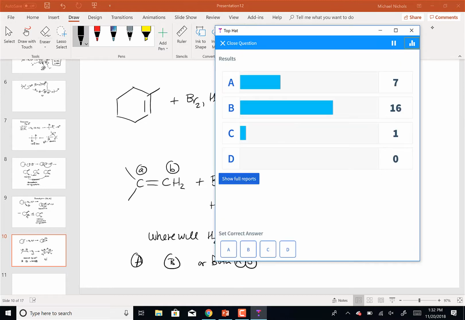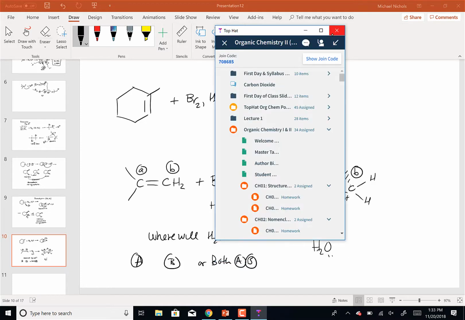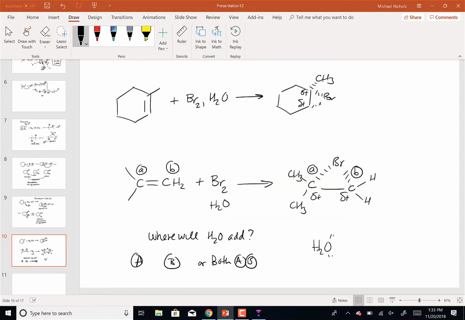Okay. So we have 7 A's, 16 B's, and a C. All right, 7 A's. So B is the most popular answer. So now I have a question. If you answered B, why? Why do you think that the water is going to add to carbon B? Bobby?